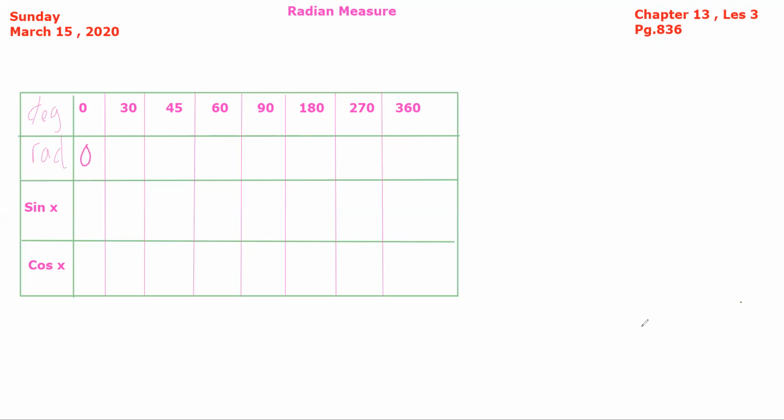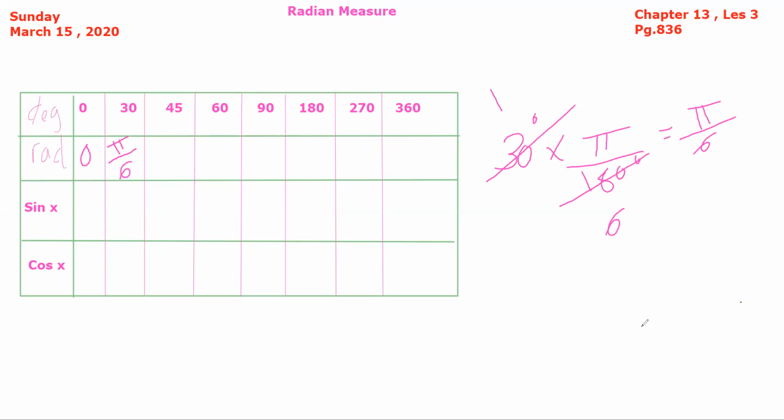Now, 30 is in degrees, and I want to convert it to radian, so multiply by pi over 180. Then 30 over 30 is 1, and 180 over 30 is 6. So it is pi over 6. So 30 degrees in radian is pi over 6.